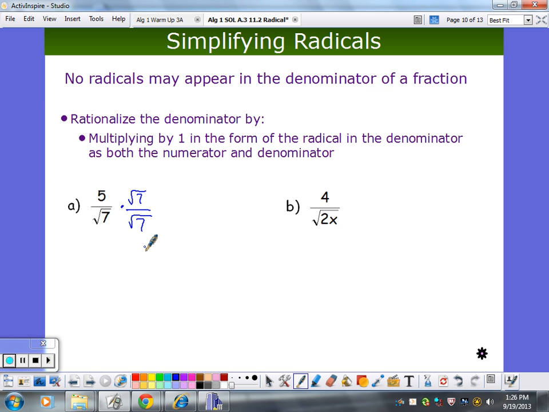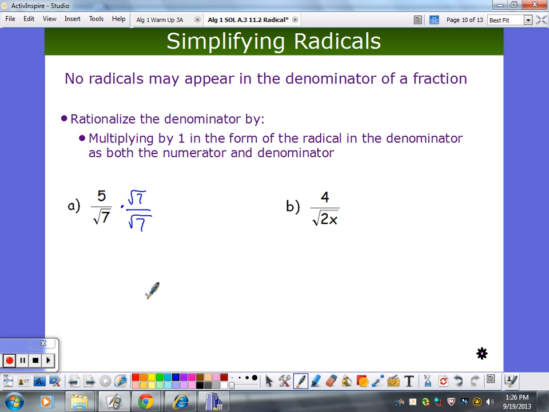Well, why are we choosing this? First of all, do we see why this is 1? Any number divided by itself, as long as that number isn't 0, is 1. Right? 5 over 5, 1. 10 over 10, 1. Square root of 7 over square root of 7, 1. So I'm just multiplying the fraction by 1, so I'm not changing the value of the fraction. But why did you choose such a crazy looking version of 1?